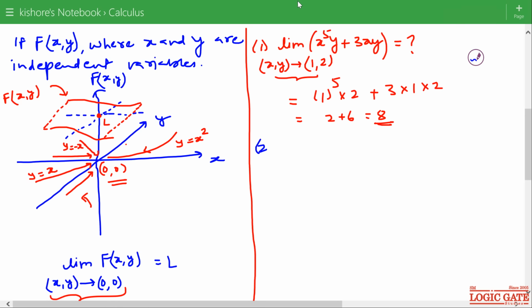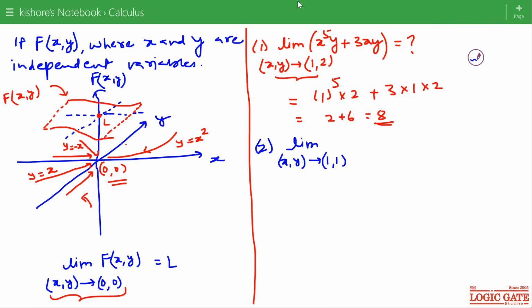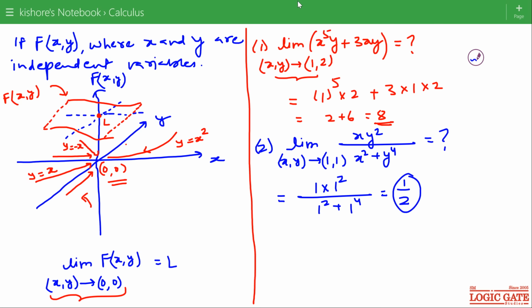Now let's take another example where x and y are approaching point (1,1), and the function of x and y is x y square divided by x square plus y to the power 4, and we have to find the limit of this function. Now again directly substituting the values of x and y, let's see what will happen. This is 1 square, x is 1, y is also 1 square plus 1 to the power 4. So in numerator we have 1, denominator 2. So 1 by 2 is finite number. So this is the limit for the given function when x and y are approaching (1,1). Now let's move on to the next example.